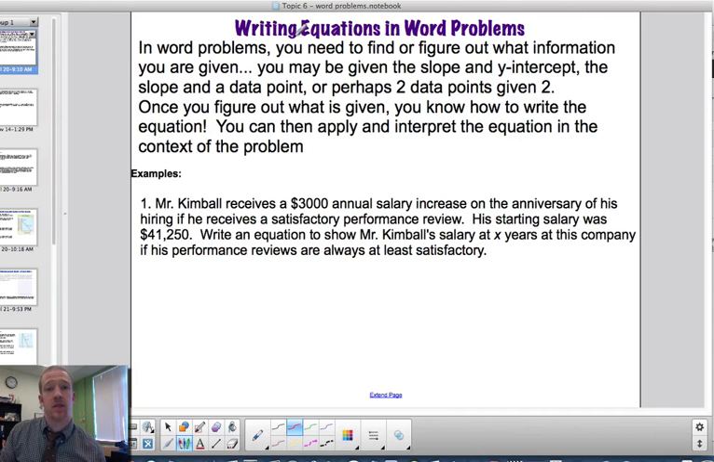Alright, so today this is topic 6. What we're going to talk about is writing equations in word problems, or analyzing them as well. So in word problems, even though it's in a context, you'll still be given essentially either the slope and the y-intercept, or you may be given the slope and a data point, or you may be given 2 points, or 2 pieces of data which tell you 2 coordinate pairs. Alright, so then you can figure out your equation and apply it to the problem.